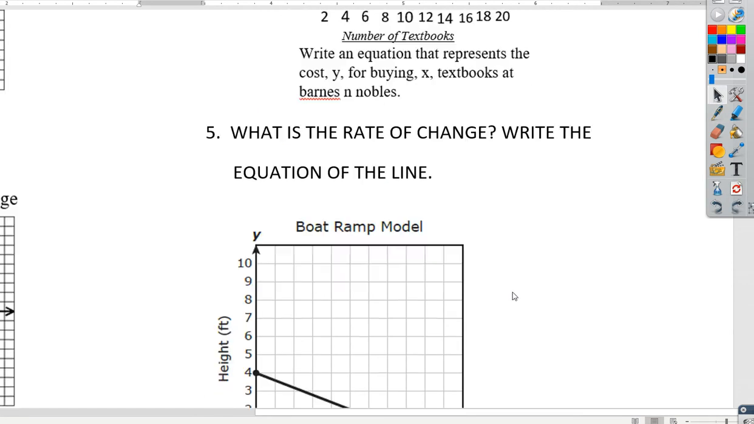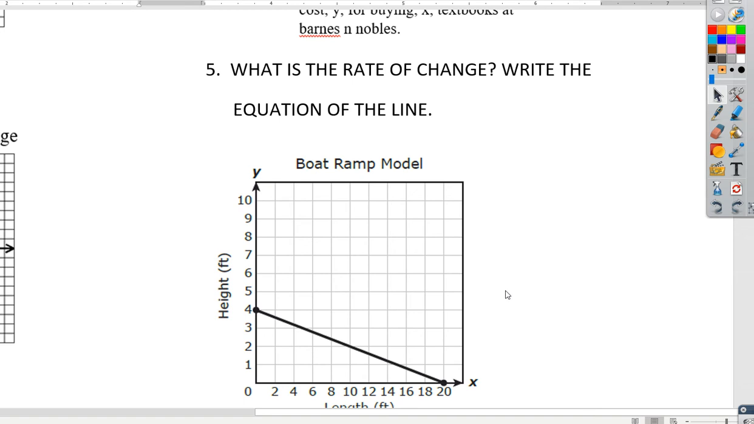What is the rate of change? Write the equation of a line. Same thing. You have 2 points. You have this point right there and that point right there. Find the rise. Find the run.